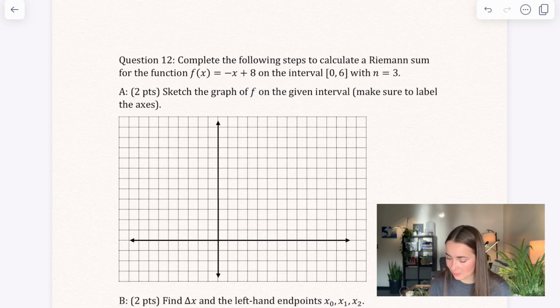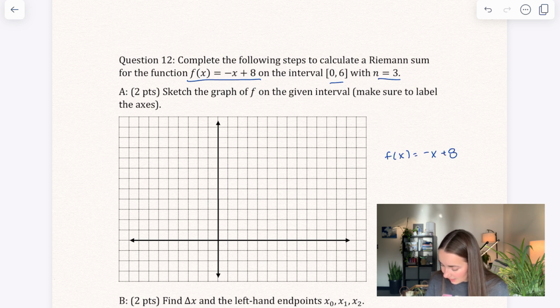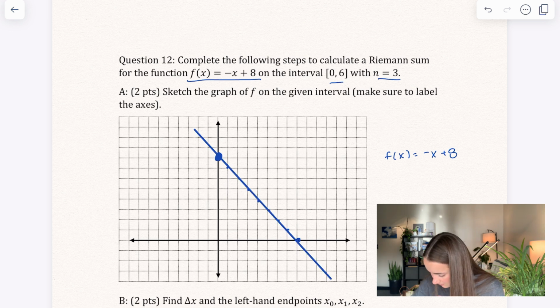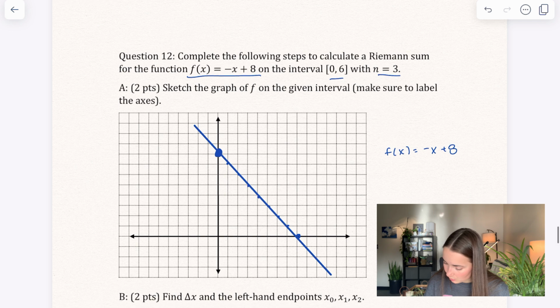Okay, complete the following steps to calculate a Riemann sum. So here we have f of x equals negative x plus 8 on the interval 0 to 6 with n equals 3, which tells us we're going to have 3 equal subintervals or 3 rectangles. So we're going to first sketch a graph of the function. Just looking at my function, f of x equals negative x plus 8, that tells me I have a y-intercept at 8, right? That's going to be right there at that point, and then I have a negative slope of negative 1. So there I went ahead and drew the graph.